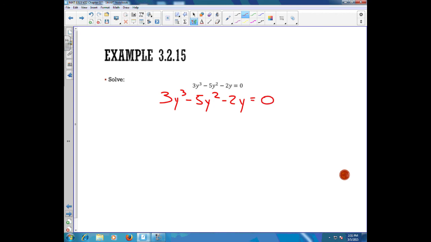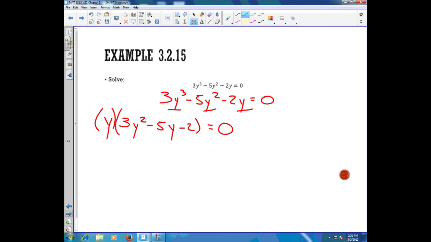Now, first of all, we're going to have 3 solutions when we're finished. Each one of these terms has a common factor. They all have a y, and so we can factor the y out. When we take a y out, we're left with 3y squared minus 5y minus 2. So y times 3y squared minus 5y minus 2.